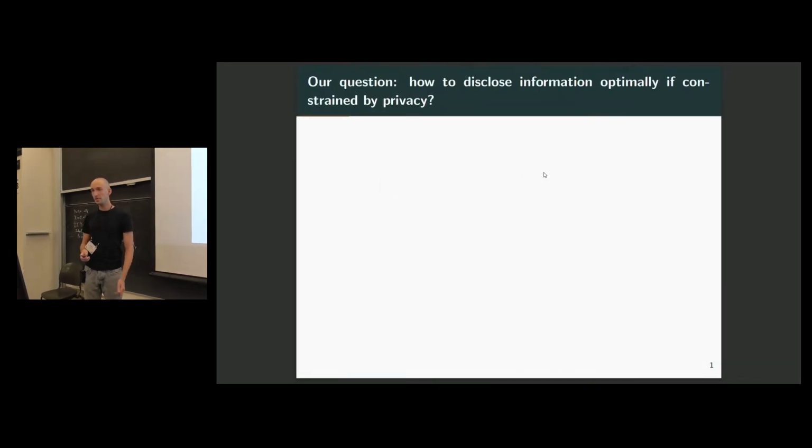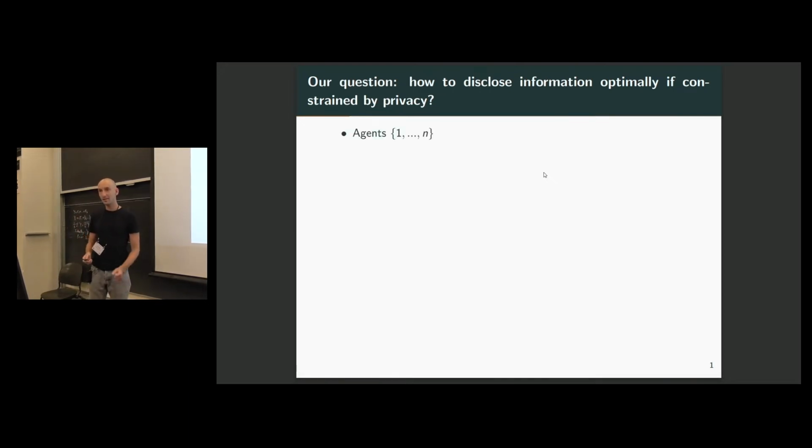In this paper, we are interested in the following general question: how to disclose information optimally if we are restricted by some privacy constraints. And to clarify what I mean by that, I will describe the model right away. It's a very basic toy model.